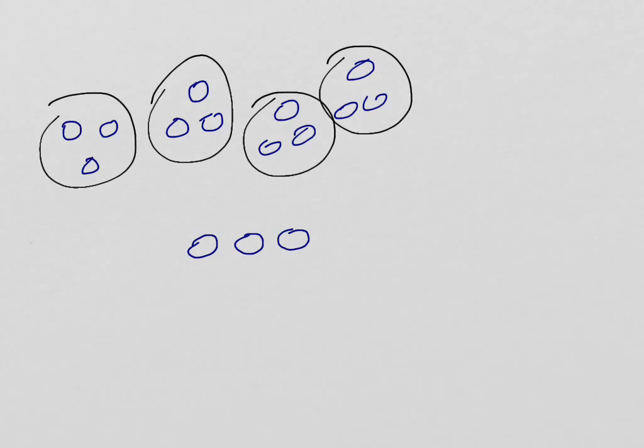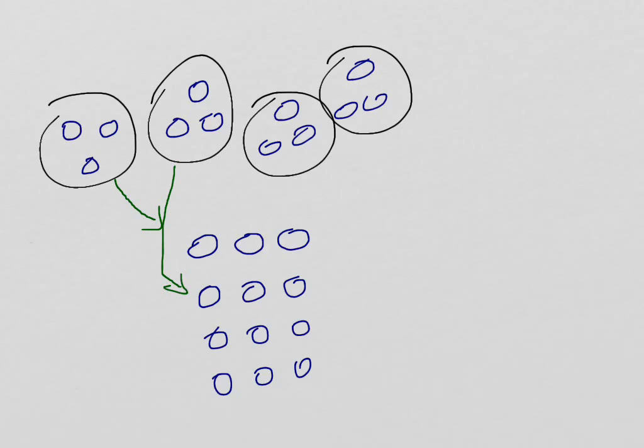An array is simply a group of objects arranged into rows and columns. So what I did there is I took the items from this first group and put them into the first row of the array. And I'm going to do that for each one. So second one, third one, fourth one. Now I'll draw some arrows to help you make sense of this. That one went here. That one went here, and this one went down here. So you see that each group of 3 got translated into a row in the array.